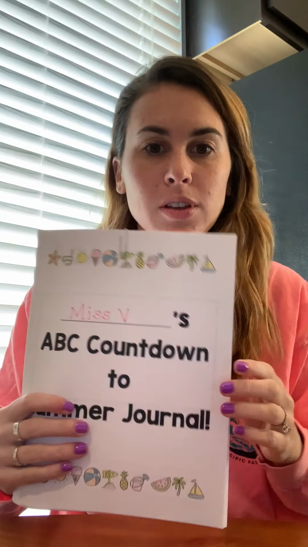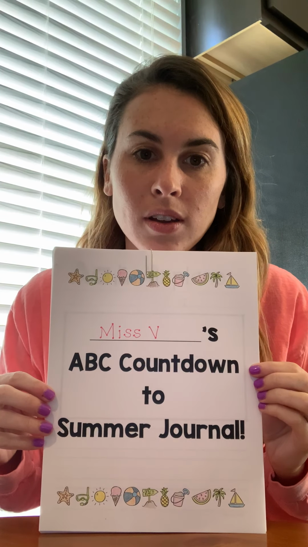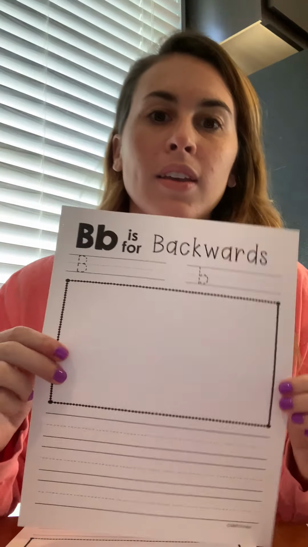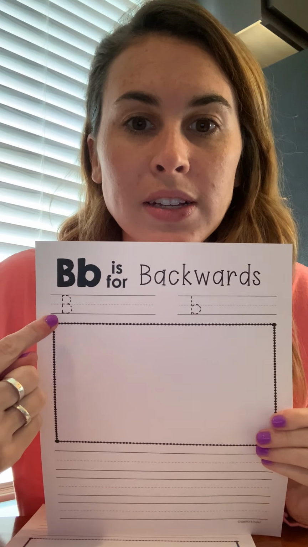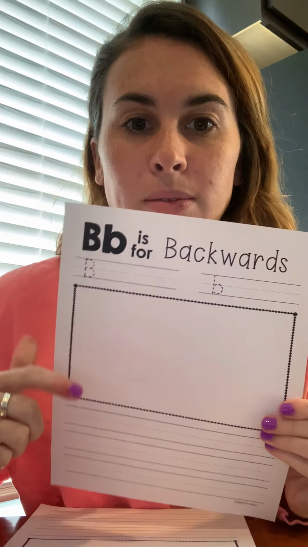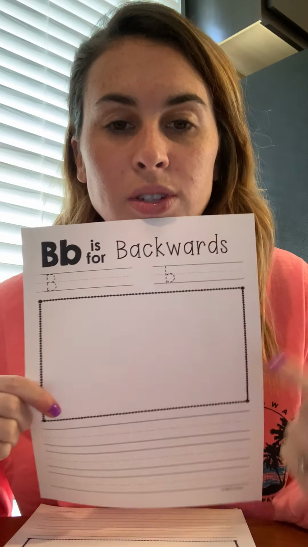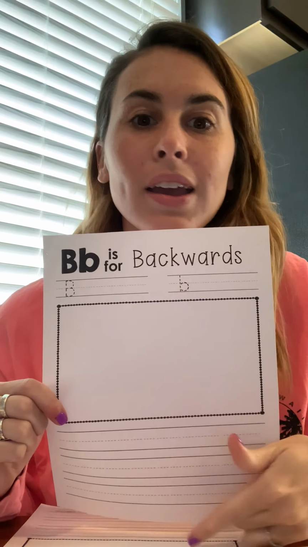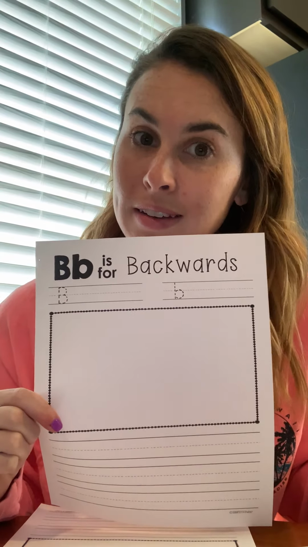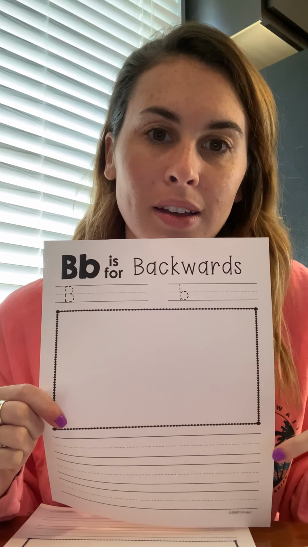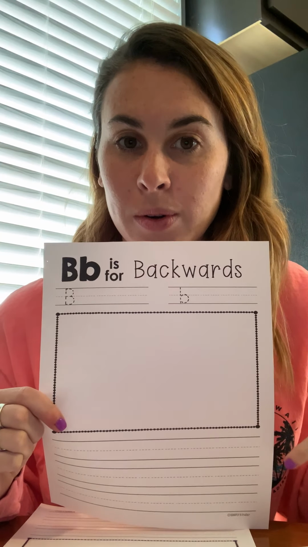Today, go ahead and grab your countdown to summer journal. We are working on the letter B page. So, trace, write it 2 times, trace, write it 2 times, and then you can draw and write about Backwards Day. So tell me a little bit about what you did for Backwards Day.